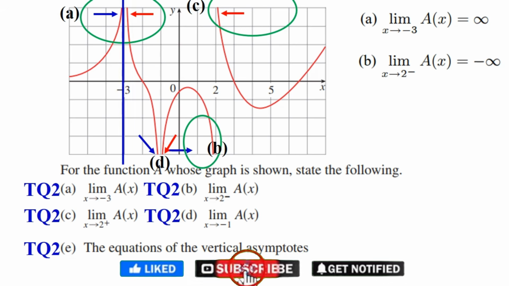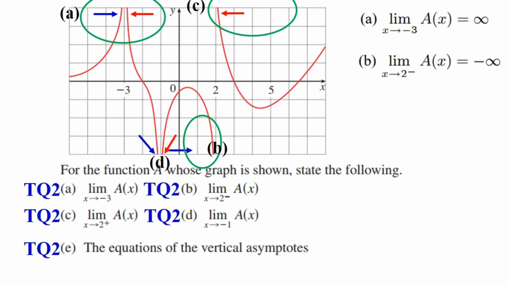Of course, that is tutorial question 2c: what is the limit of a of x as x tends to 2 from the positive axis? And the answer is infinity.